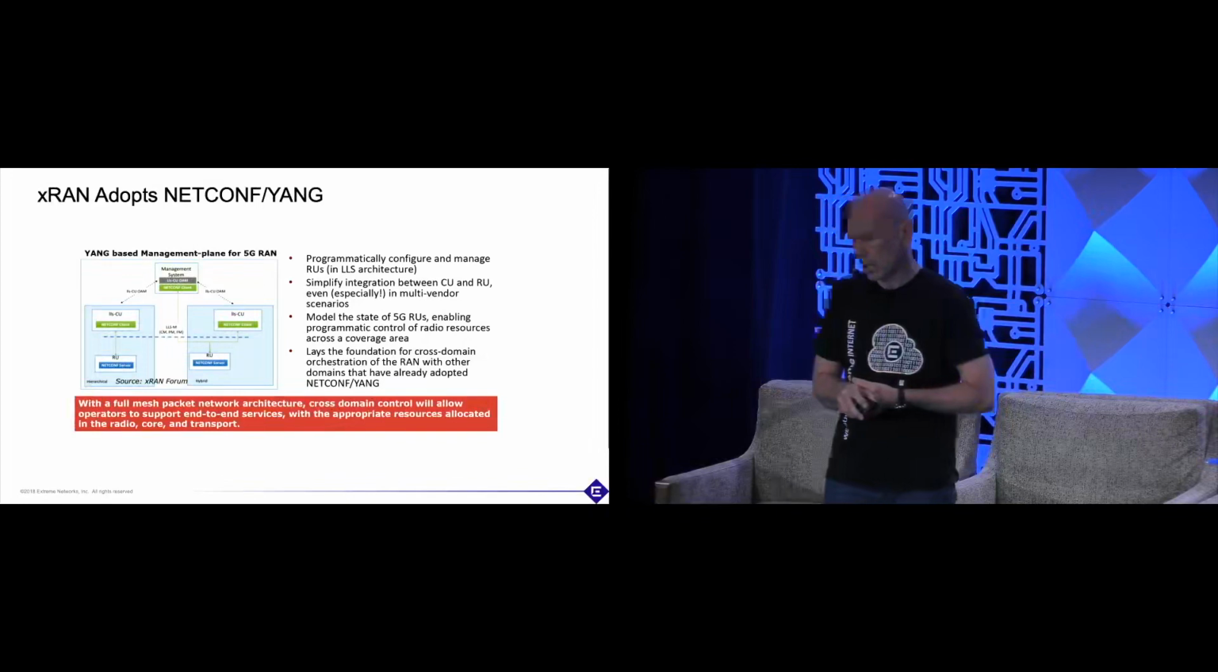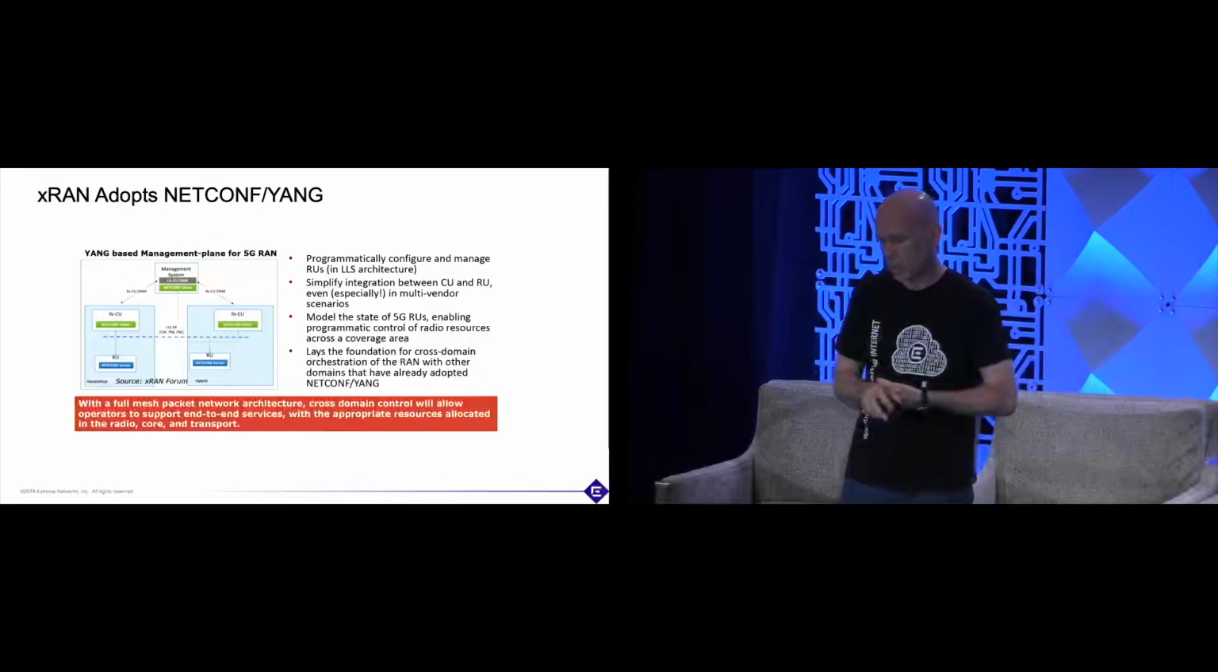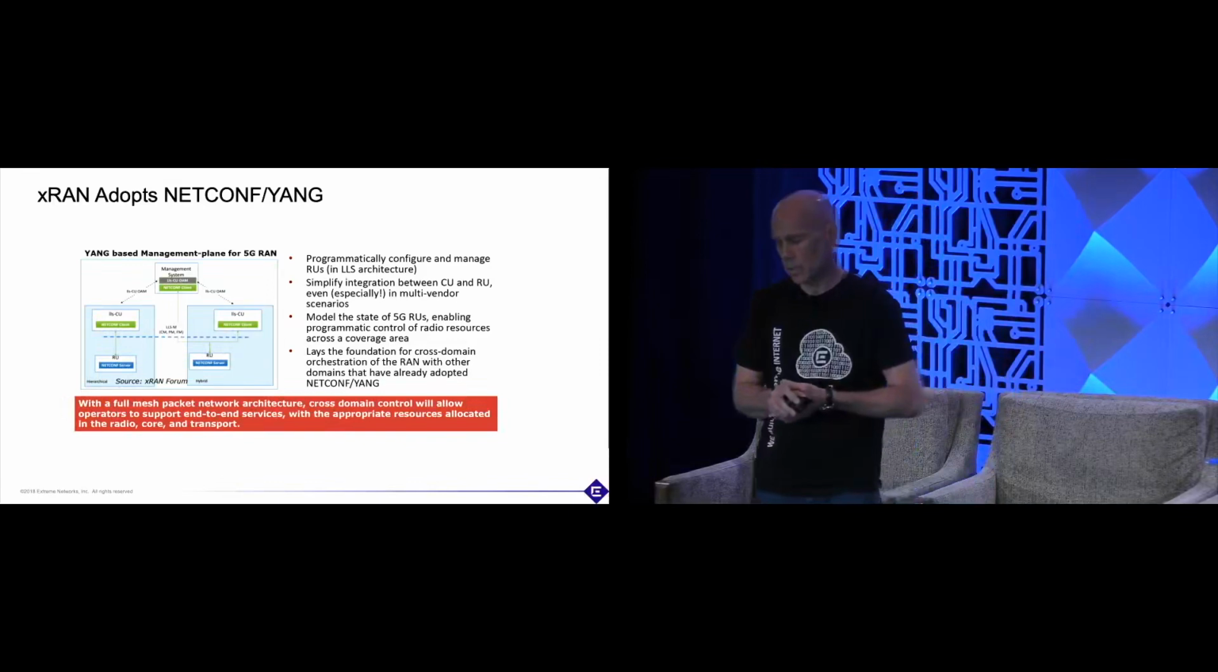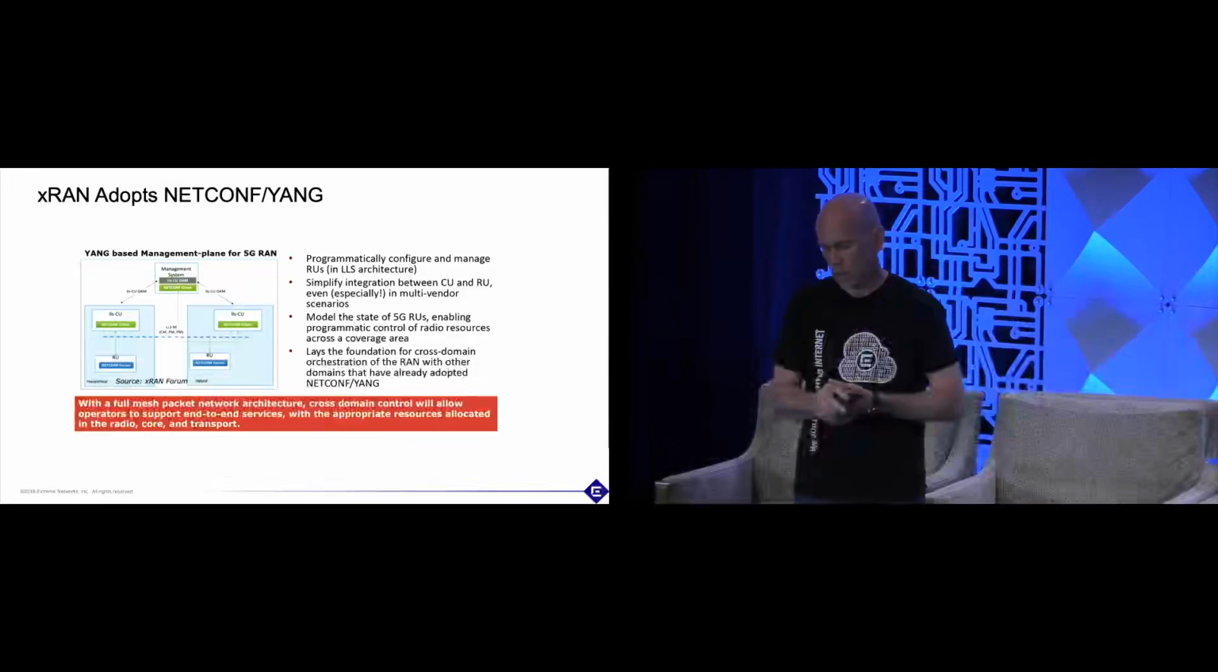What I like on this slide, I'm not going to go through this in detail, but I want to point out the red square you have, which says that with the full mesh packet network architecture, cross-domain control will allow operators to support end-to-end services with the appropriate resources allocated in the radio, core and transport. Cross-domain automation basically means that you're going to automate all the different factors within the network.